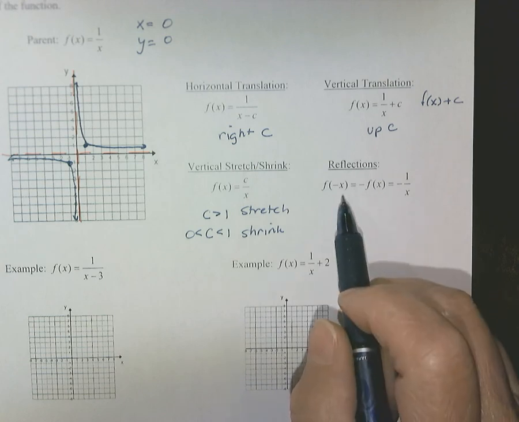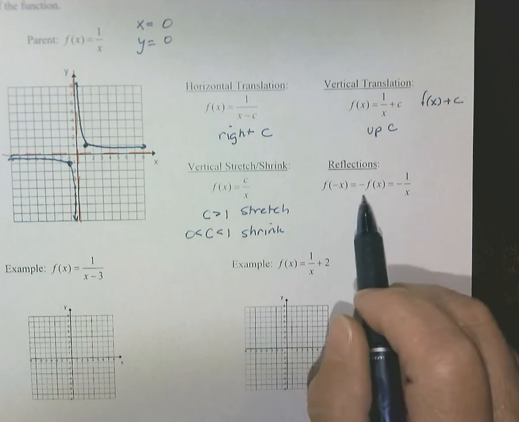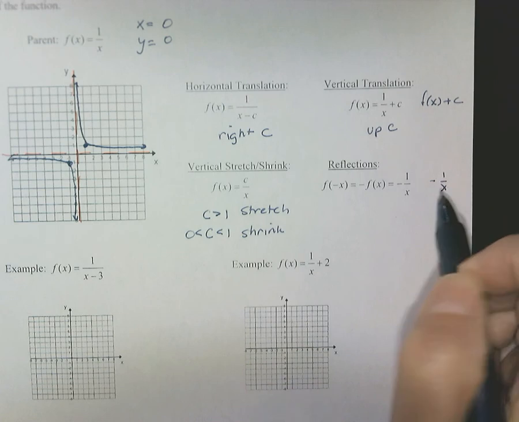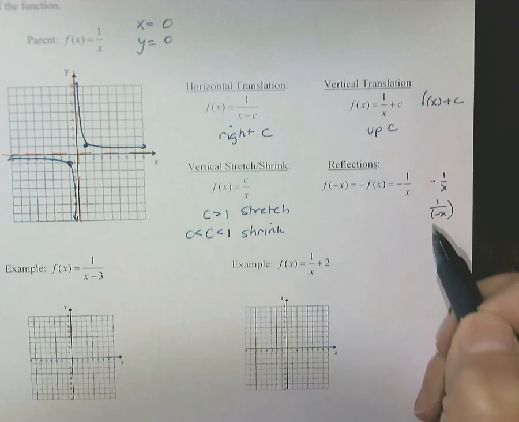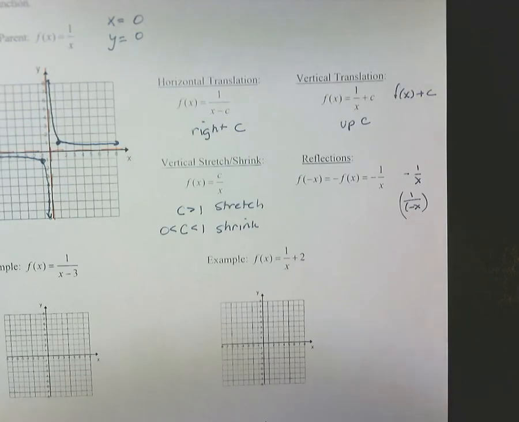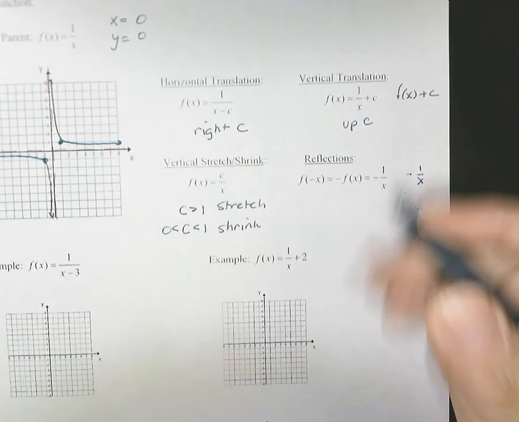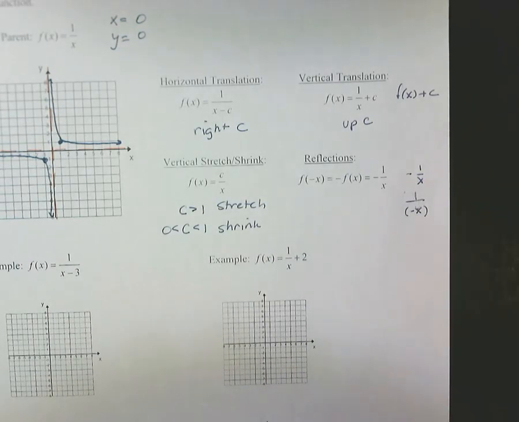Okay, and then the y-axis reflection and the x-axis reflection. It doesn't matter which one you use, because one's going to be negative 1 over x, and the other one's going to be 1 over negative x. And they come out to be the same thing. Let me change that. 1 over negative x. So we're really not going to talk about reflections in this course. This is truly just a little extension of what you did in Algebra 2.